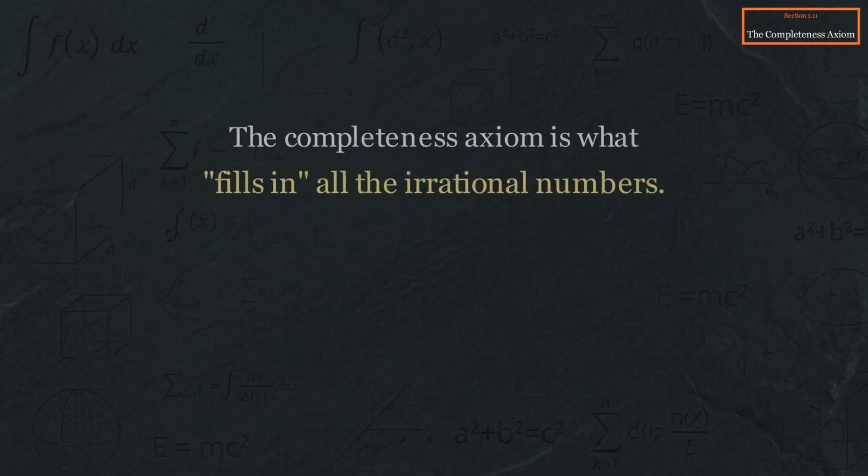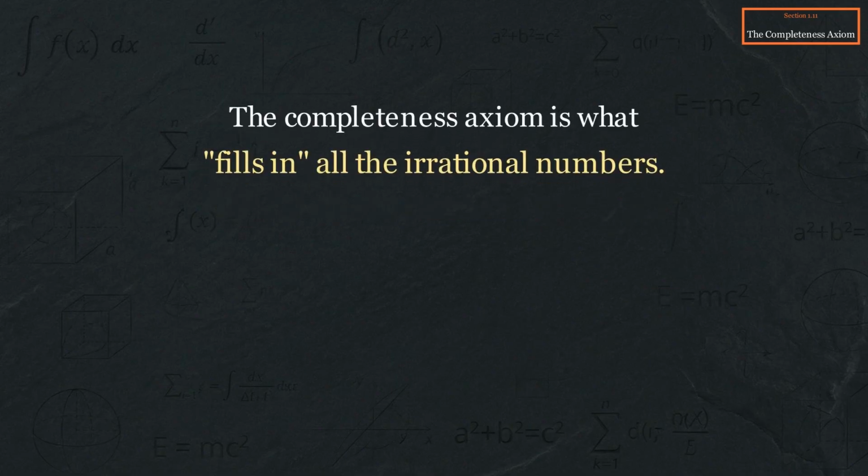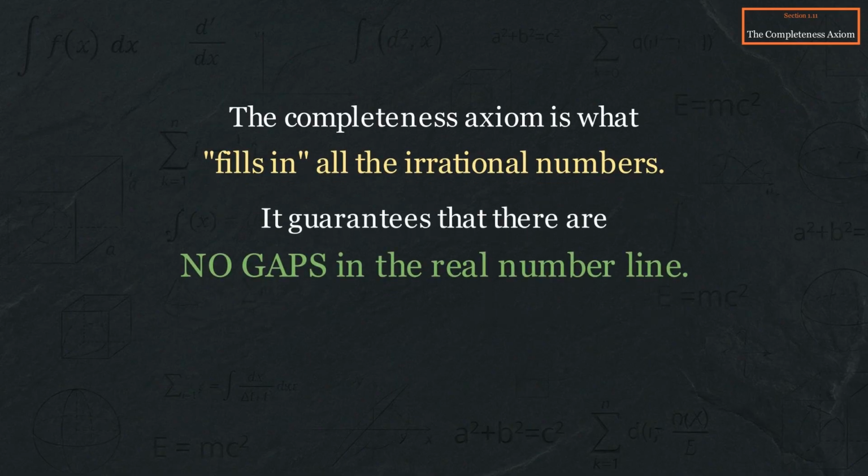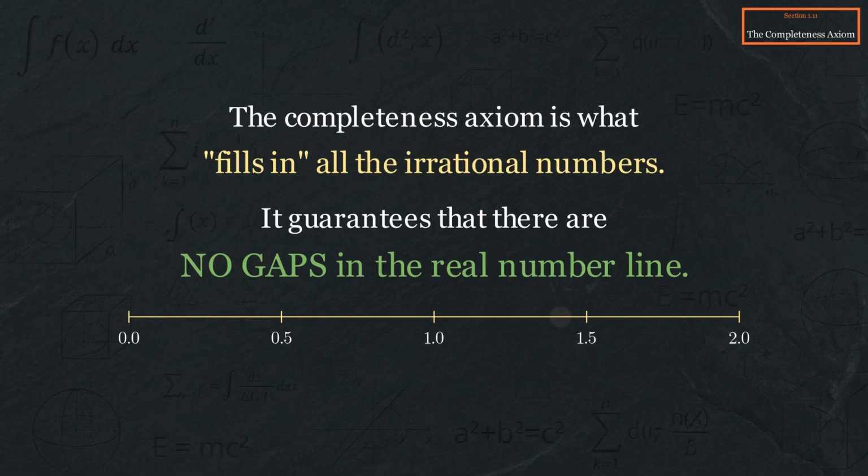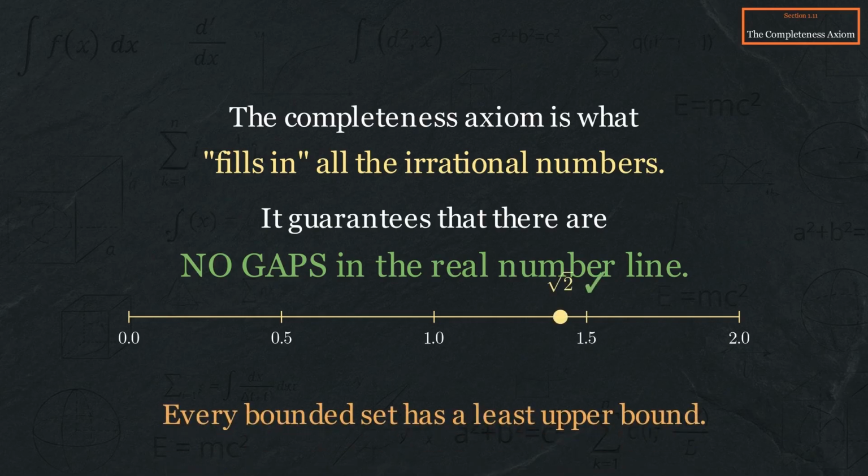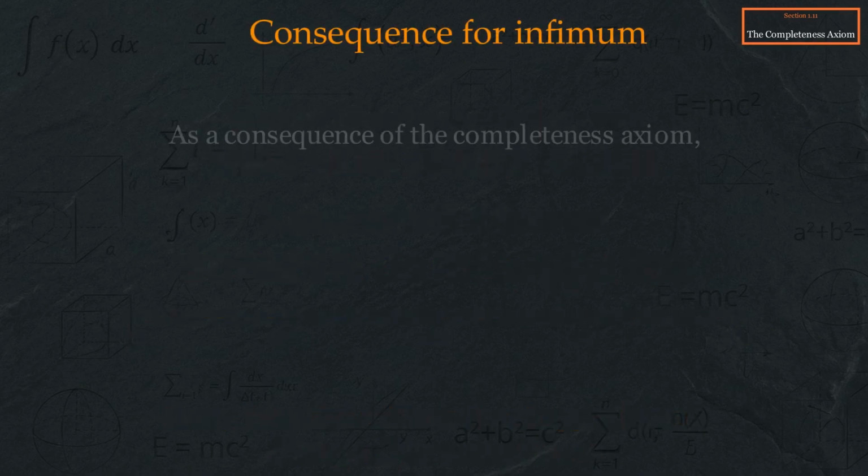The completeness axiom is what fills in all the irrational numbers. It guarantees that there are no gaps in the real number line. Every bounded set has a least upper bound. Always, no exceptions.